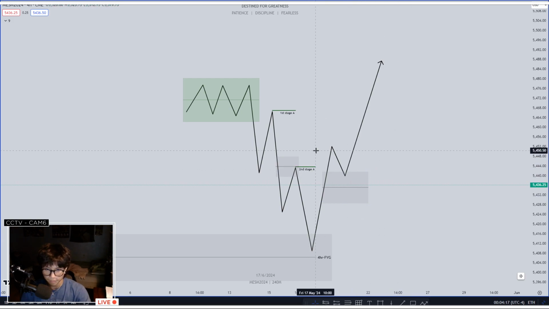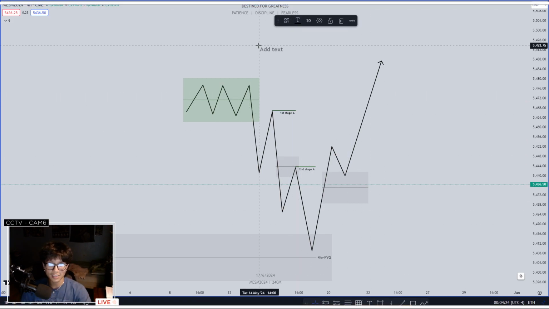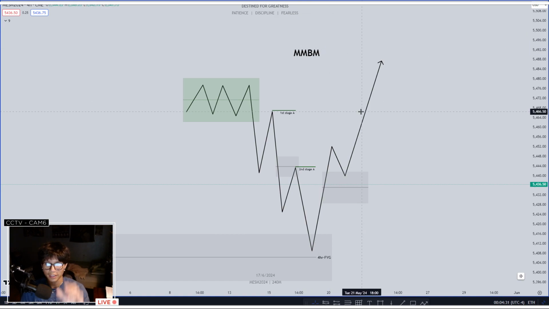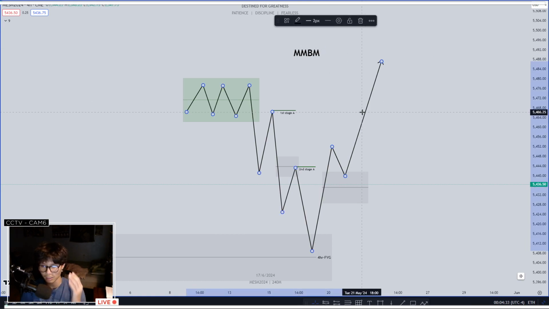So that's basically what this right here is. Market maker buy model, and you can see this occurs all the time on every single time frame. It just happens more on the lower time frames, because in lower time frames we have more models to trade off of. Higher time frames require more time for a trade idea to play out.